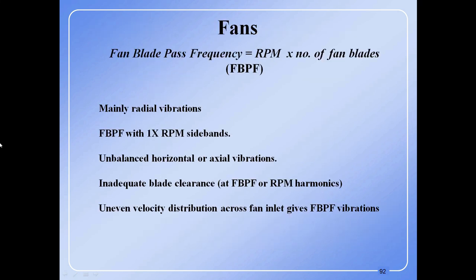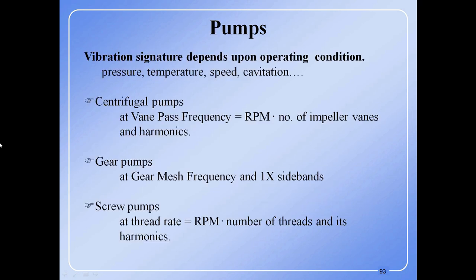Fans. Fan blade pass frequency equals RPM times the number of fan blades. Mainly radial vibrations. FBPF with 1x RPM sidebands, unbalance, horizontal or axial vibrations, inadequate blade clearances, and uneven velocity distribution across the fan inlet give FBPF vibrations.